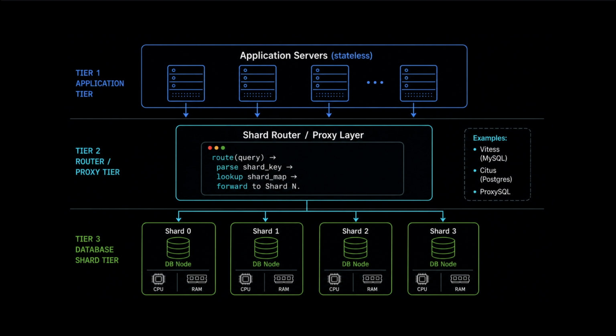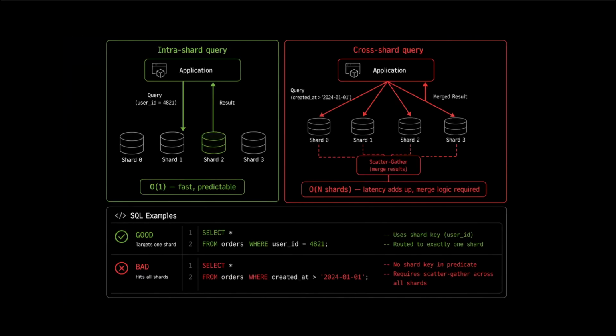The advantage of the proxy logic is that your application code stays clean and you can change your sharding topology without touching the actual application logic. This is a core architectural trade-off with sharding. Queries that include the shard key are fast, that is, the router forwards to exactly one node.